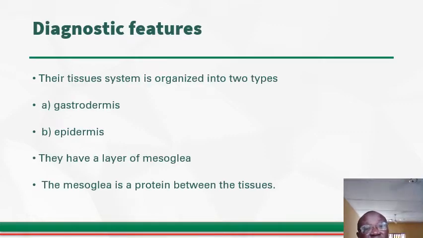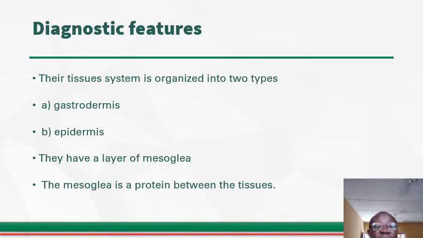Then the peculiar features that distinguish this phylum is that they have two systems. The tissue systems are organized into two types. That is one of the major diagnostic features of the phylum Cnidaria. The two types are the gastrodermis and the epidermis. These are the two tissue systems that are found in the phylum Cnidaria.